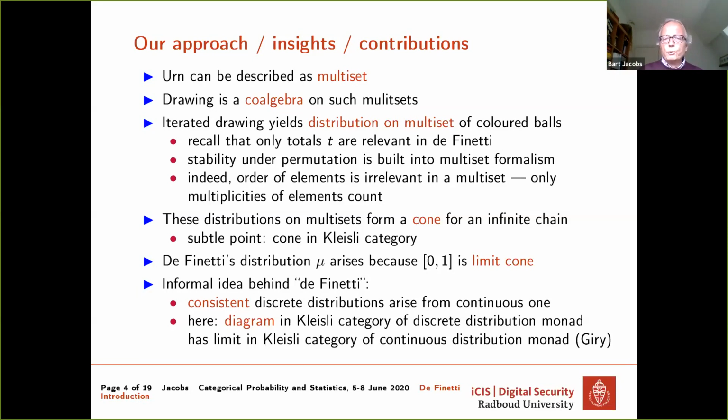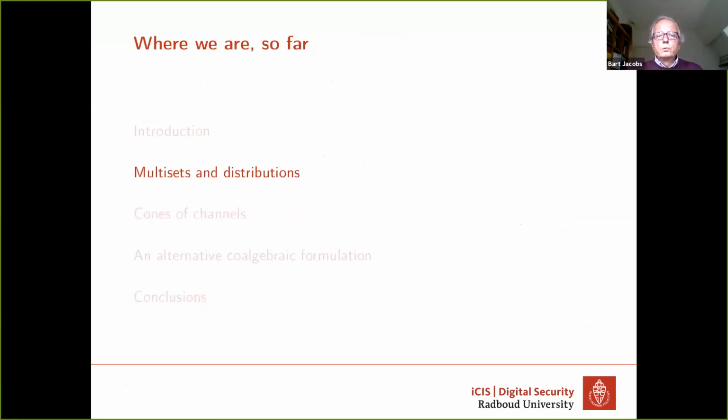And here we'll formulate this as a diagram in the Kleisli category of the discrete distribution monad has a limit. If we move this category to the Kleisli category of the Giry monad, where you have more structure and where you can talk about infinite aspects and continuous distributions. So this gives an overview of the talk, and now I'll go into more details. By the way, feel free to interrupt at any time. I'm happy to take questions during the talk.